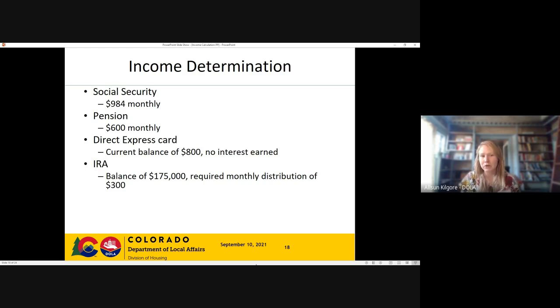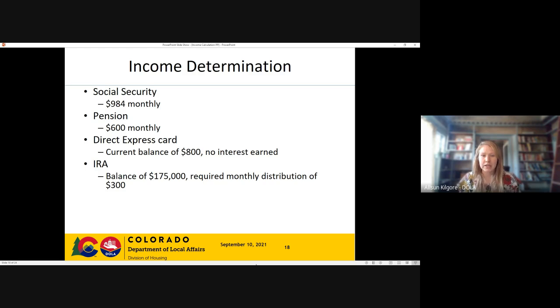So in this example, the current balance is $800. It is assumed by HUD and us that there is no interest earned on those accounts. You don't need to further verify that. And then this household also has an IRA. It has a balance of $175,000, and she has a required distribution of $300 a month.